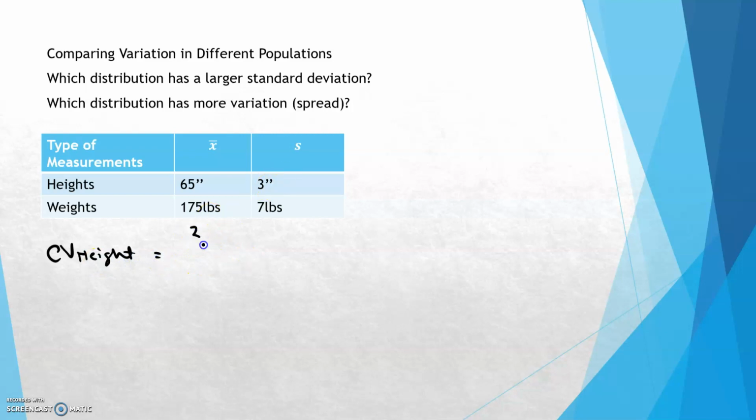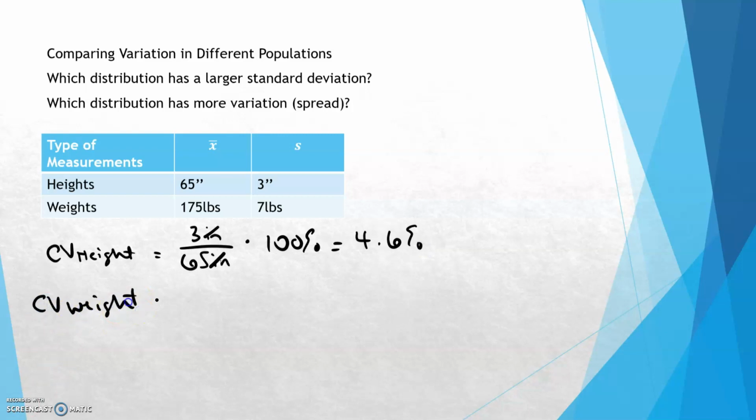Okay, so 3 divided by 65. Notice how the units cancel out right there. That's why it has no units. Then times 100%. So this will give me 4.6%. And then we'll do the same thing for weight. So that's going to be 7 pounds divided by 175 pounds. Cancel out right there. Times 100%.